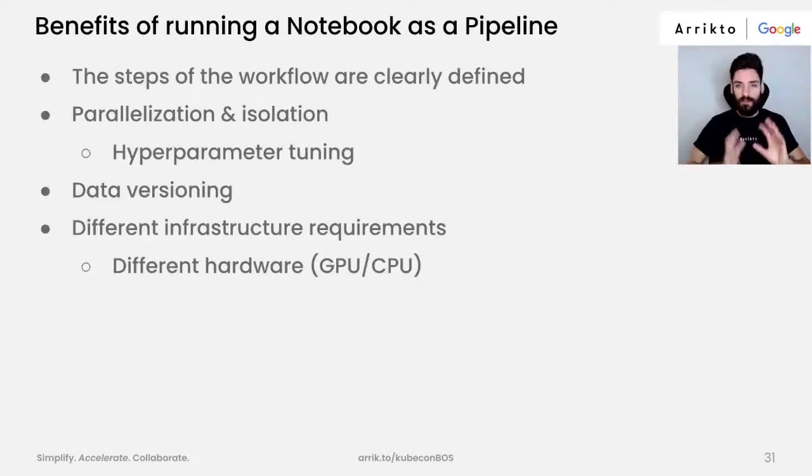Now, converting a notebook into a pipeline has several benefits. First of all, the notebook allows us to clearly define what is the structure of the resulting pipeline. And since we have multiple cells, we can easily parallelize and isolate them. Also, once you have a pipeline, you can apply data versioning and even different hardware requirements for running them, like running the training step in GPU and data processing in a CPU.